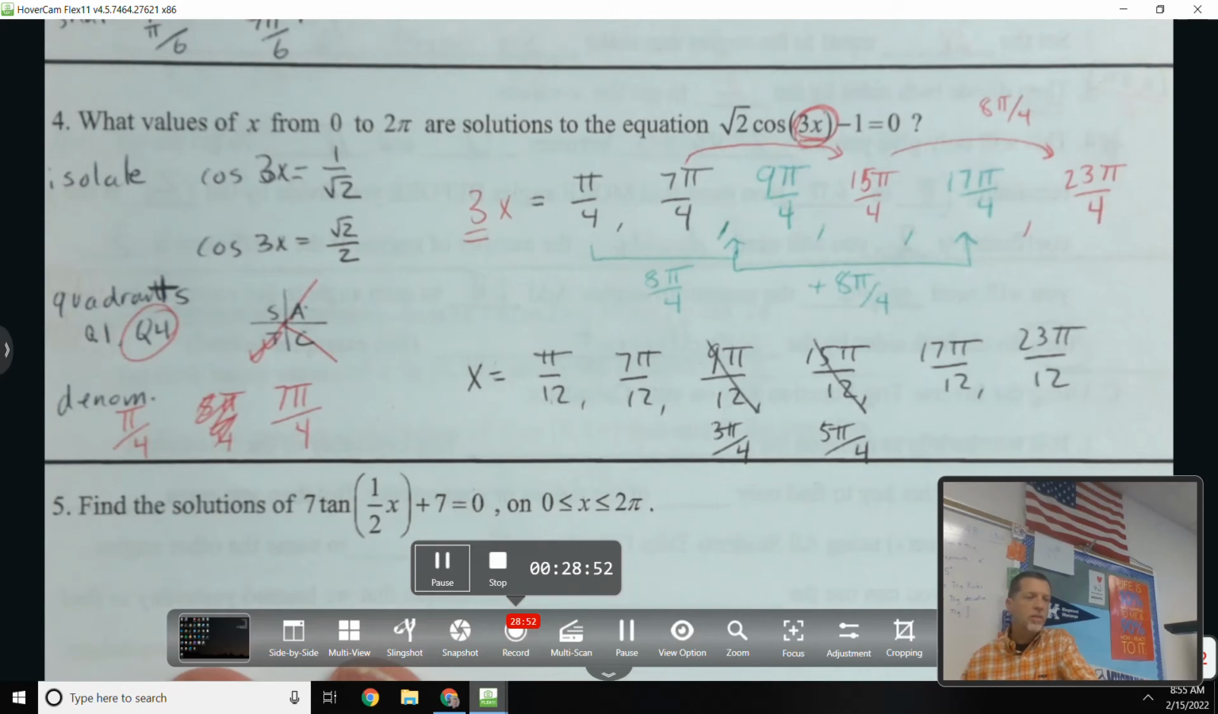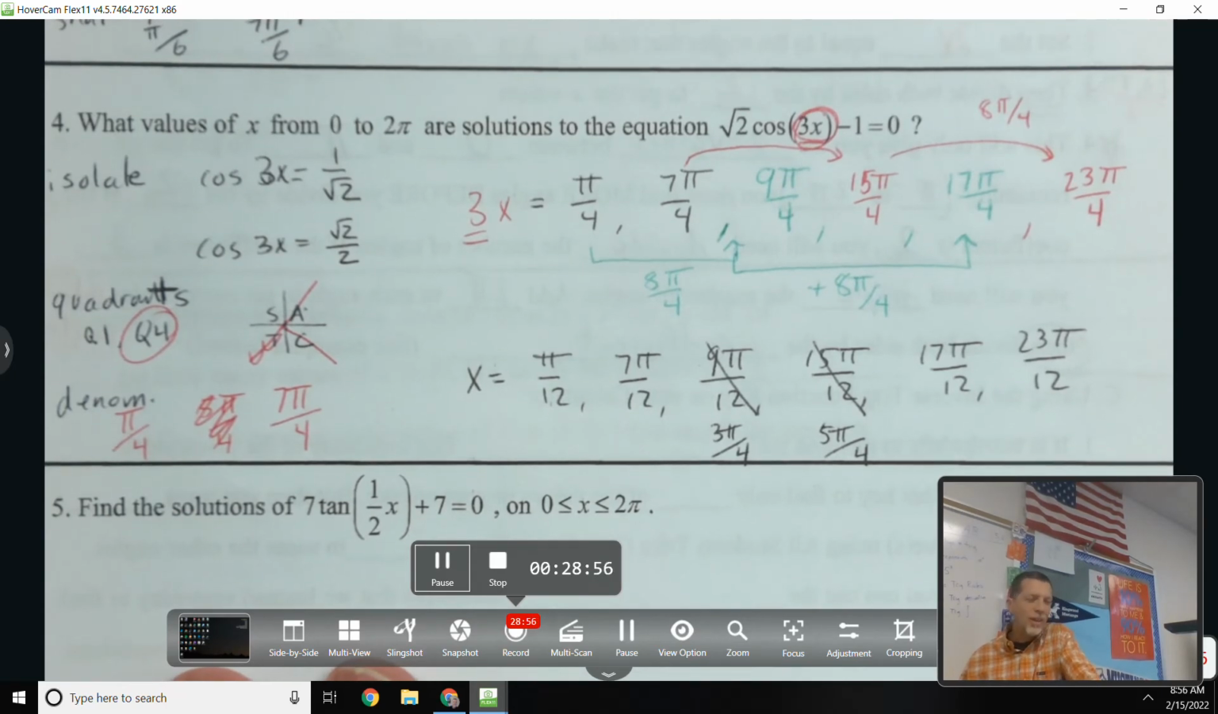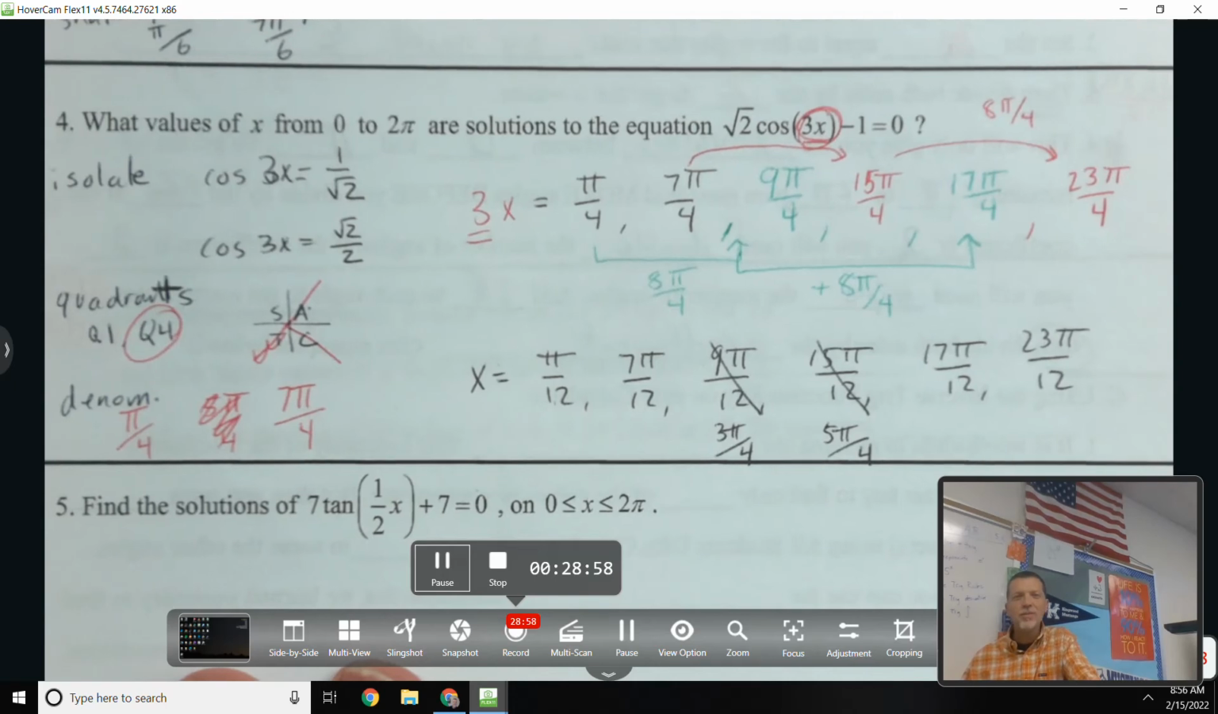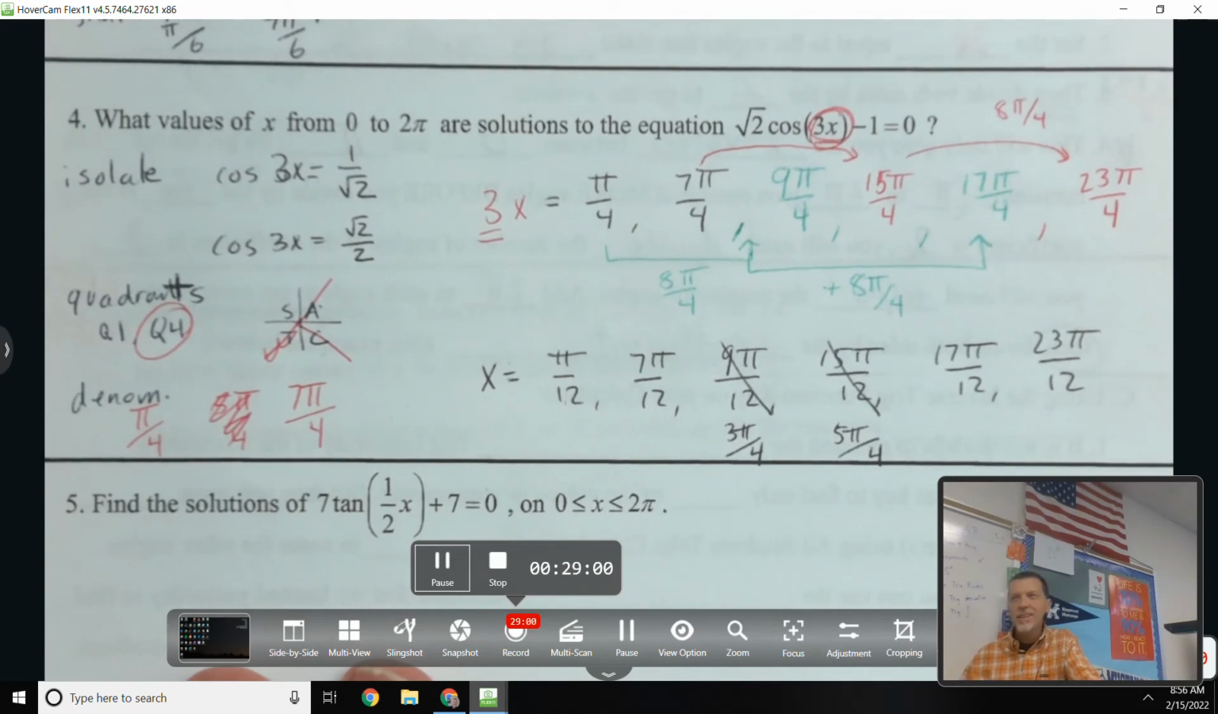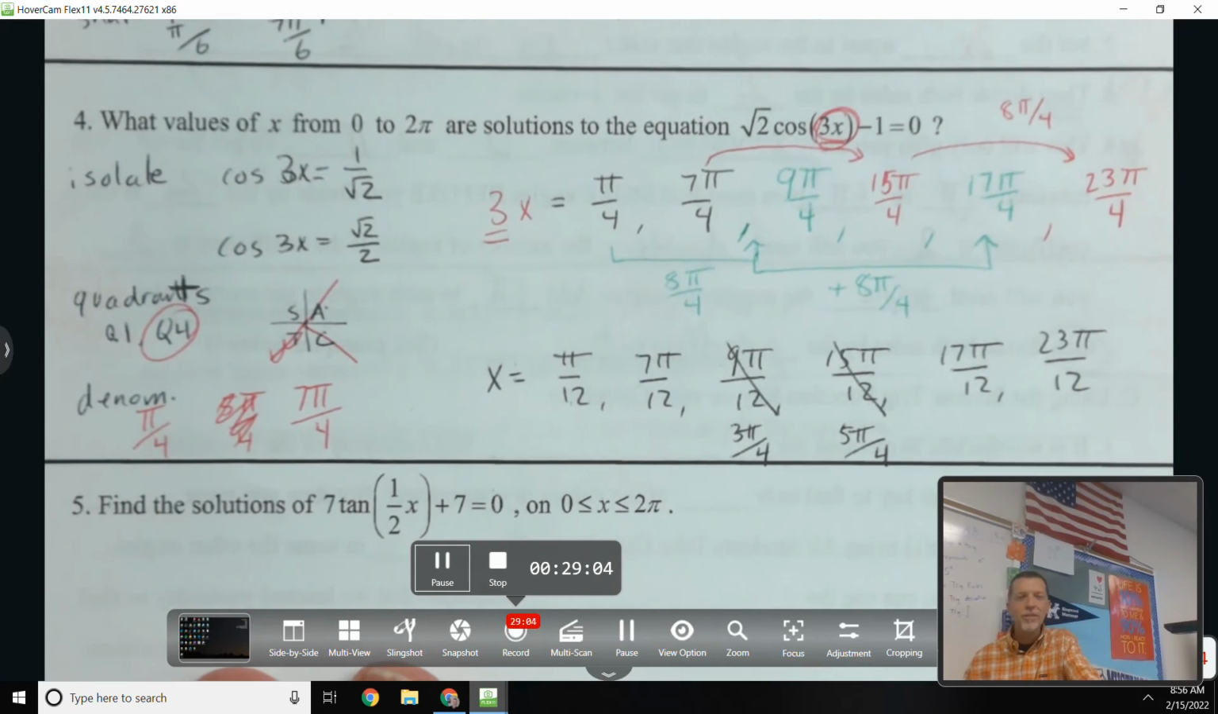Would it be counted off if it wasn't reduced? Yes, but only like 1. I mean, that's probably like a 5 or 6 point problem, and you got the vast majority of it right. So I'm not going to take off half if you didn't reduce.